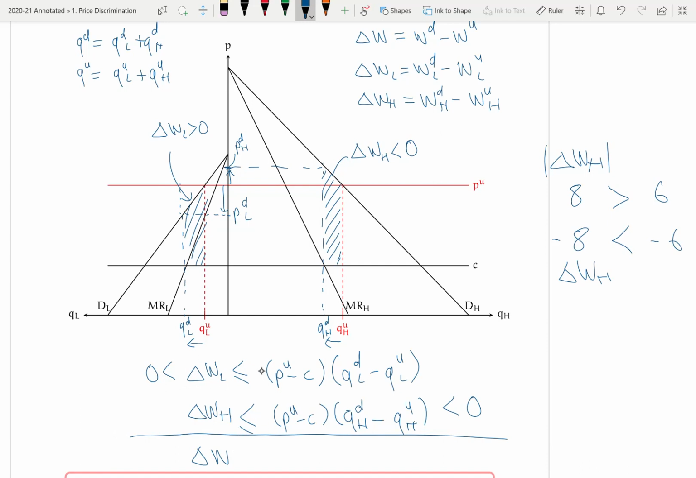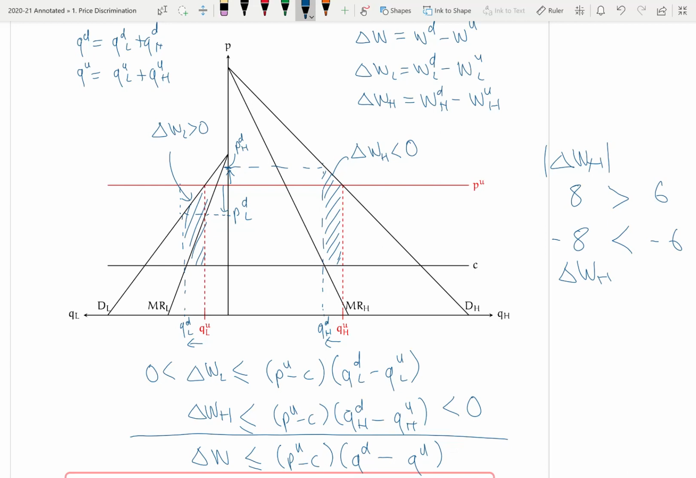So we can sum these two bounds and we'll get a bound for the overall change in welfare. So the thing in the front here in both of these bounds is the same. We just need to sum the expressions in these two sets of parentheses. So QDL plus QDH is just QD, the overall quantity under price discrimination, and QUL plus QUH is the overall quantity under uniform pricing, and we have this negative sign here. So we have a bound for the change in welfare.